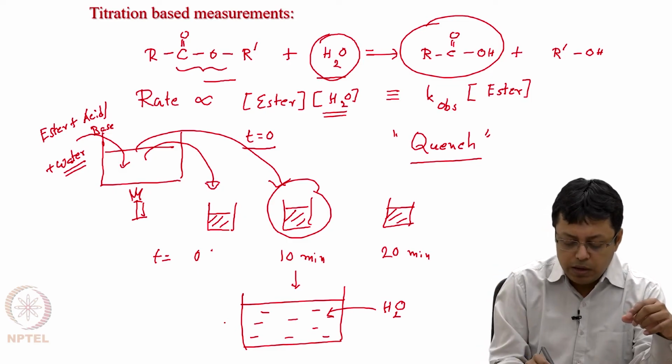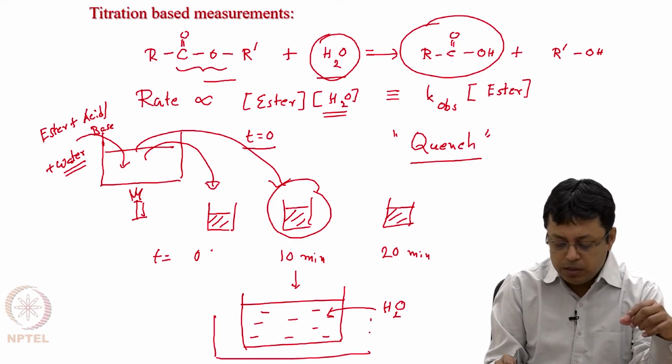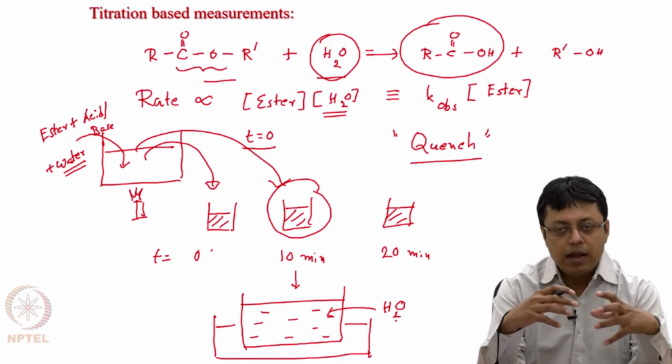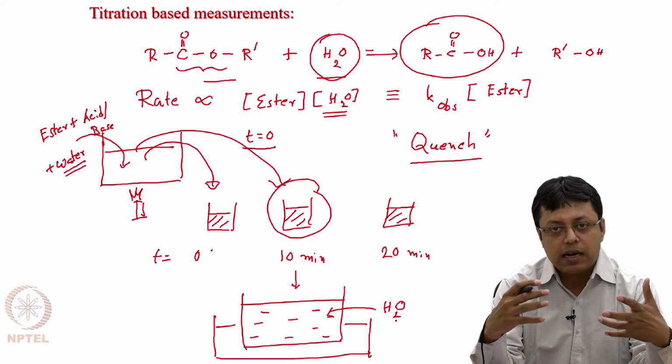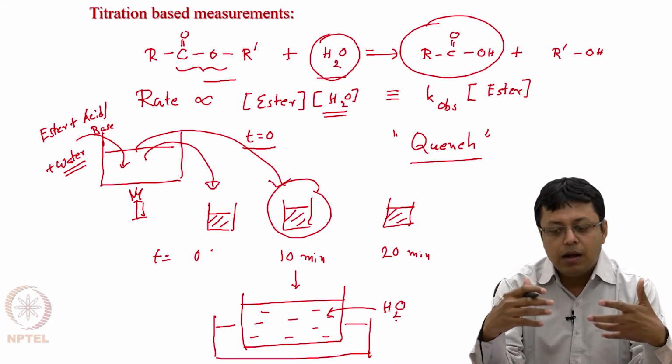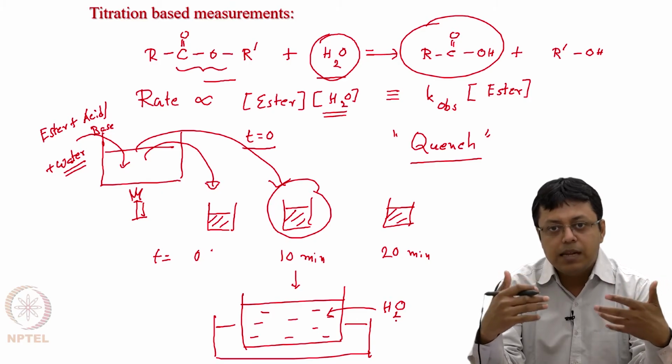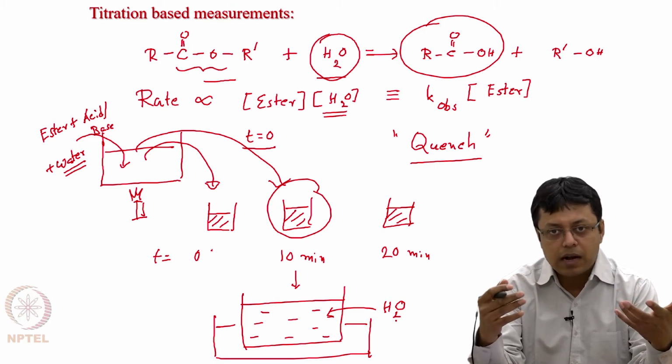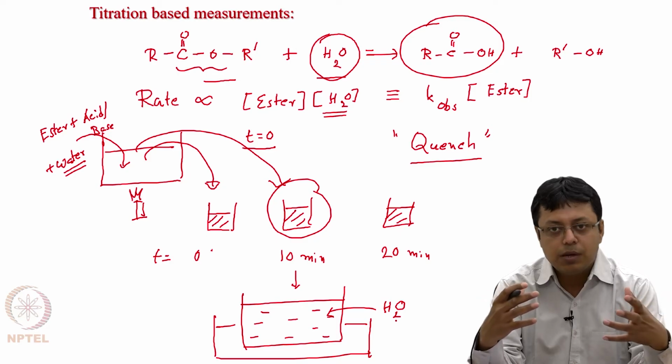Also, you run this reaction in an ice bath so that the temperature goes down, and as you know, every reaction needs an activation energy. So if I lower the temperature, there will be less probability of crossing the activation barrier, so the kinetics will be much slower.